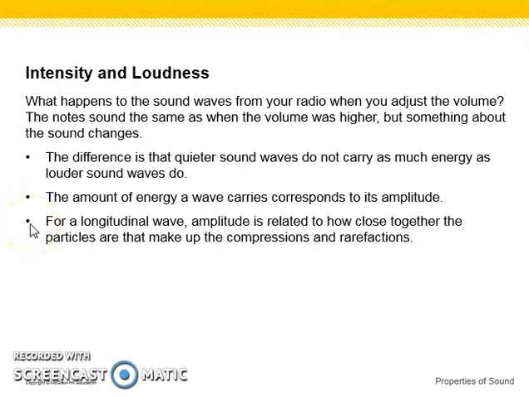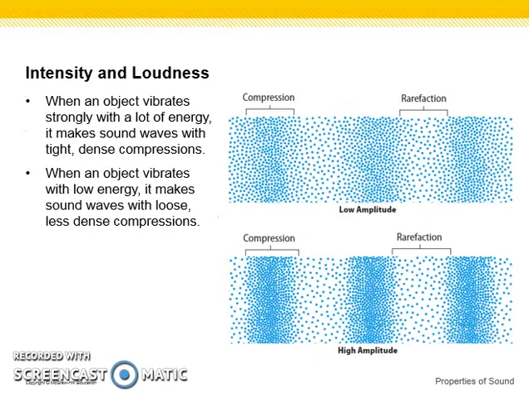And bullet 3, for a longitudinal wave, remember the slinky going back and forth with compression, amplitude is related to how close together the particles are that make up the compressions and the rarefactions. So, intensity and loudness, page number. First bullet point. When an object vibrates strongly with a lot of energy, it makes sound waves with tight, dense compressions. And when an object vibrates with low energy, it makes sound waves with loose and less dense compressions.